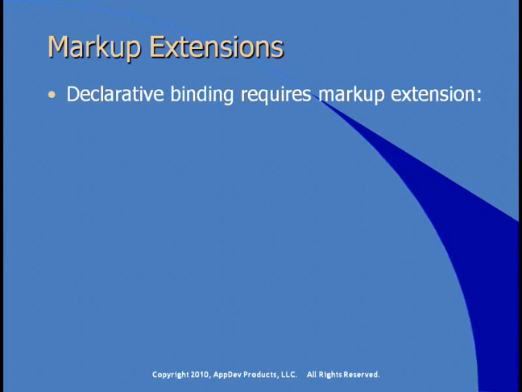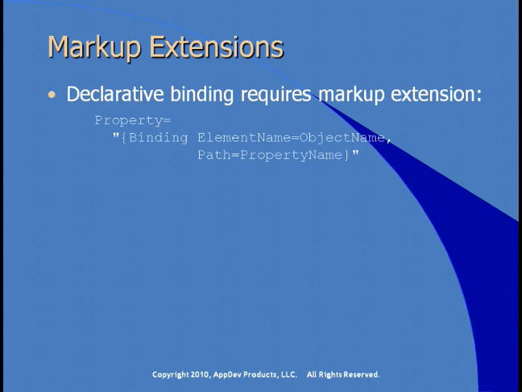Declarative binding, which we'll look at in detail elsewhere, requires a markup extension. Here's one way to do it. We could say the property we're trying to bind to equals, well, we don't know the value right now, we need to get it at runtime. And to get it at runtime, we have curly braces, the binding object, which we represent with the text, binding, and then properties of that binding.